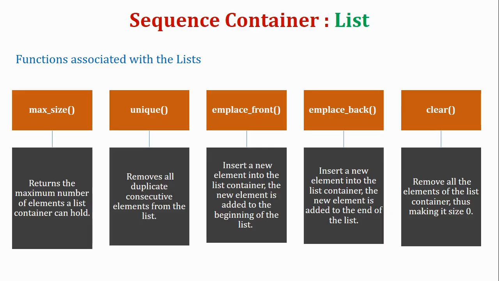And next, emplace back, it inserts a new element into the list container. The new element is added at the end of the list. And next one is clear, it will remove all the elements of the list container, thus making its size 0.